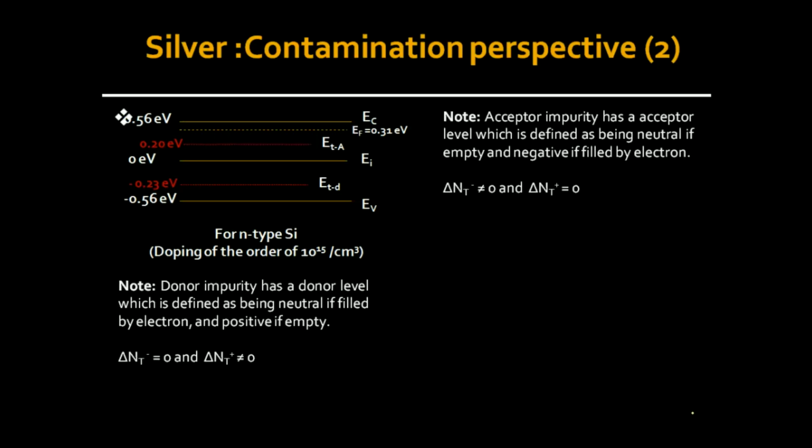This is an N-type silicon, with doping of the order of 10 to the power 15, and if you calculate, you'll find the donor level trap state below the Fermi level here and the acceptor level here, and the distance for the acceptor level is slightly lesser than for the donor level trap state. How do you define a donor impurity? A donor impurity has a donor level which is defined as being neutral if filled by an electron and positive if empty.